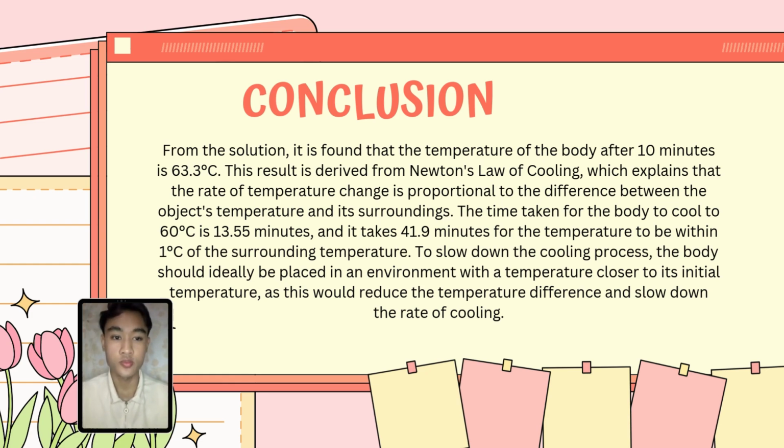From the solution, it is found that the temperature of the body after 10 minutes is 63.3 degrees Celsius. This result is derived from Newton's law of cooling, which explains that the rate of temperature change is proportional to the difference between the object temperature and its surroundings. The time taken for the body to cool to 60 degrees Celsius is 30.55 minutes. And it takes 41.9 minutes for the temperature to be within 1 degree Celsius of the surrounding temperature.